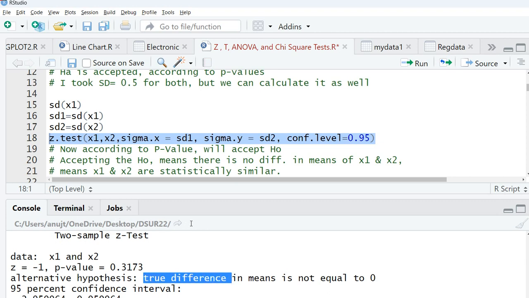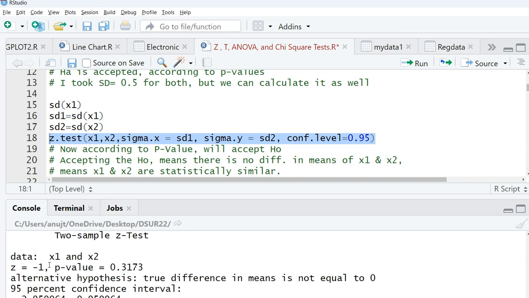the alternative hypothesis is true: the difference in means is not equal to zero, meaning there is some difference, so they are not from the same population. But if we check the p-value, it is 31%, 0.31. It is much higher than 5%. When the p-value is greater than 5%, in that case our alternative hypothesis is rejected and our null hypothesis is accepted.